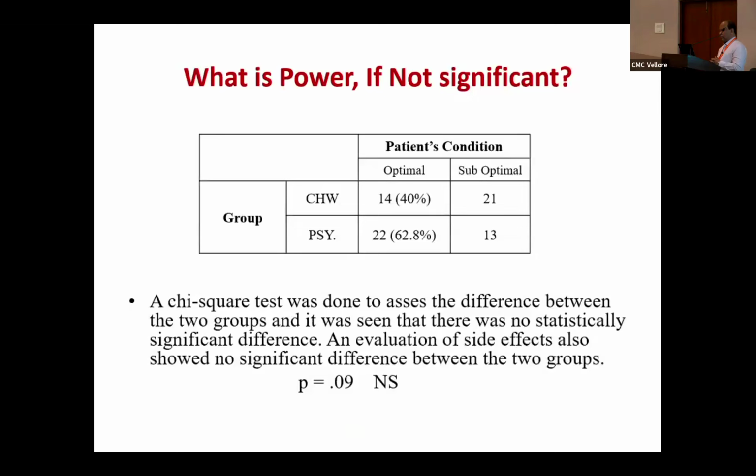Now it is not statistically significant. The ministry started jumping: we achieved our goal. Now, what is the null hypothesis here? There is no difference; community health workers are as good as psychiatrists. You don't reject the null hypothesis because it's not statistically significant. Therefore, how do you conclude?